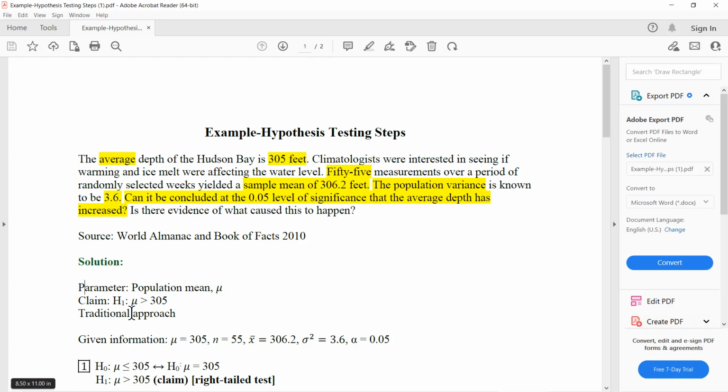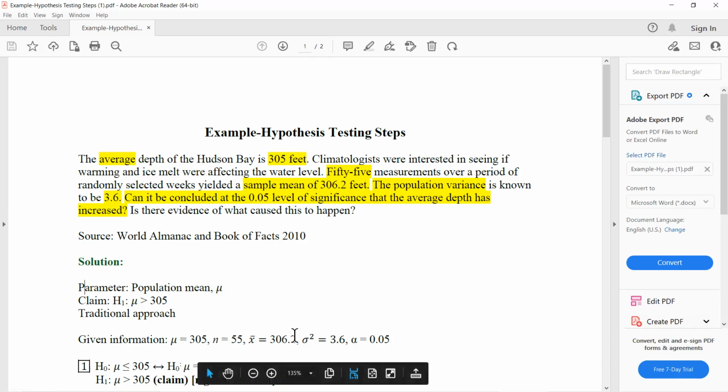If she wants you to use the p-value approach, the problem will say that, okay? We're not going to be using it right away, but we do use both approaches. So this is a traditional approach. After that, before you actually start your hypothesis test, you read the problem and you pick out everything that's given to you.